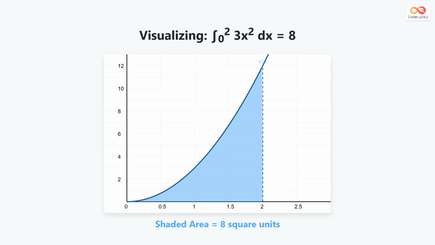Visually, what did we just find? We graphed the parabola y equals 3x squared. The number 8 represents the exact area of the blue shaded region under the curve from x equals 0 to x equals 2. The theorem gave us this area instantly.